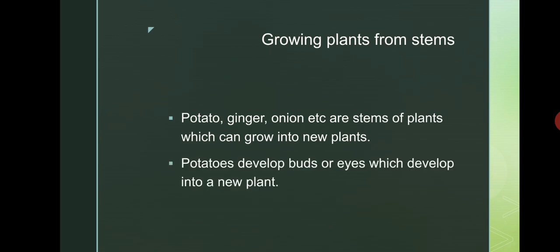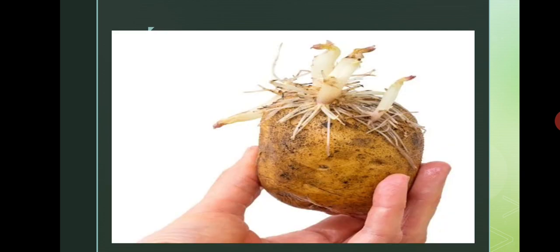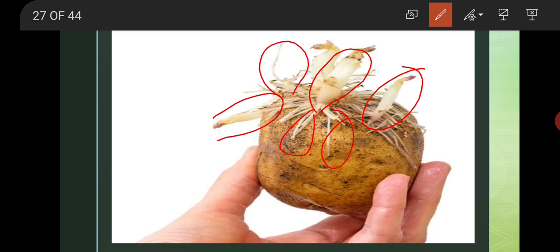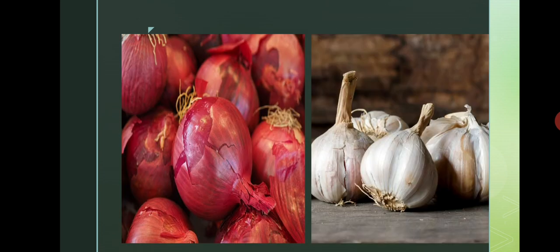Potatoes develop buds or eyes which develop into a new plant. Look, this is a picture of buds and it develops the new plant. Look, these are some root-like structures. Also, this is a picture of different plants, that is onion and garlic.